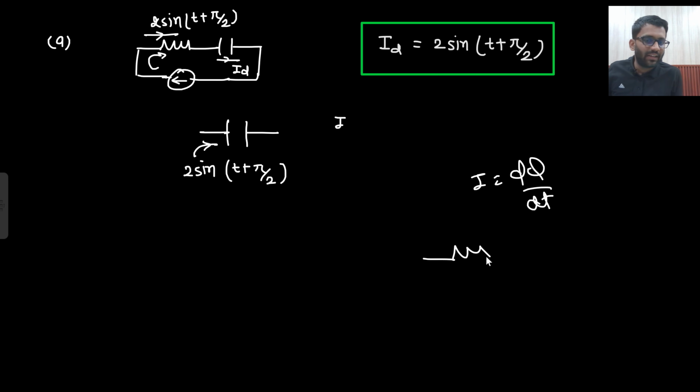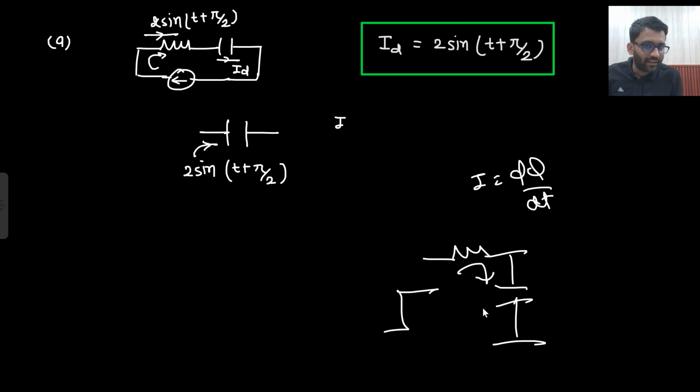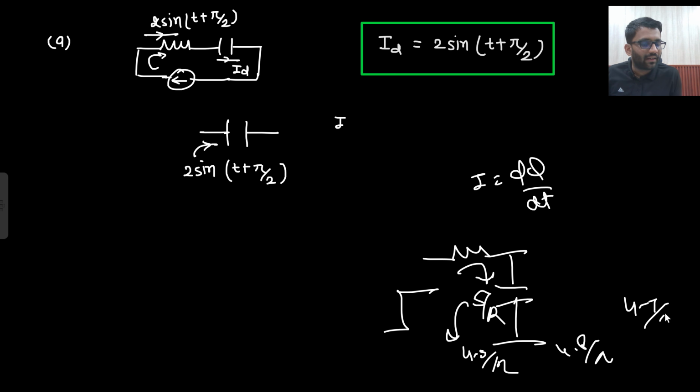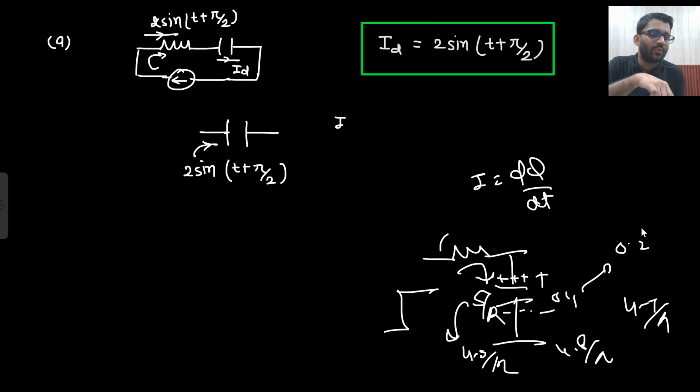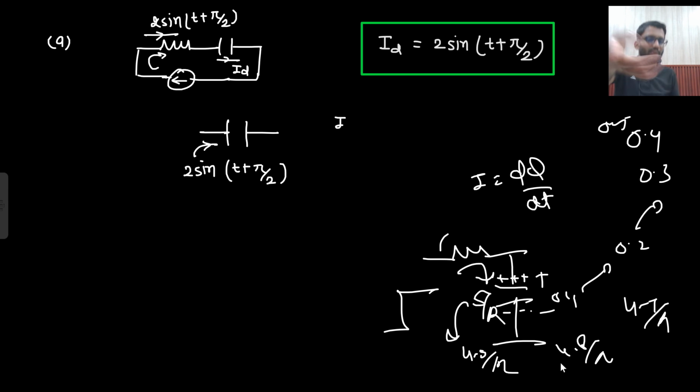The same thing was happening in this RC circuit as well. When there was a step input, initially the current was 5 by R, then all the time it was changing: 4.9 by R, 4.8 by R, 4.7 by R. So the capacitor was fed with a changing current. That means the voltage here was changing. Initially it was 0.1 volt, then it went up to 0.2, then 0.3, 0.4, 0.5. So if current is changing, then certainly voltage is also changing.